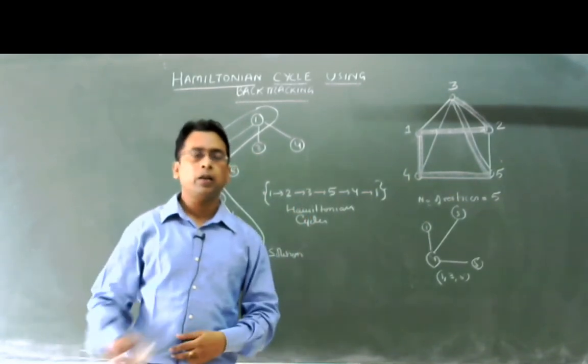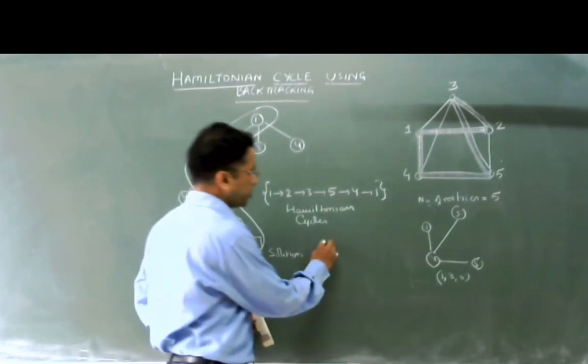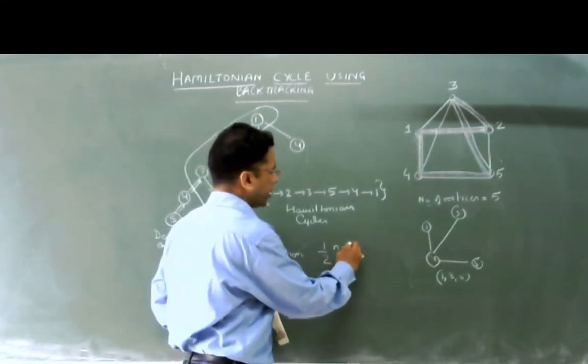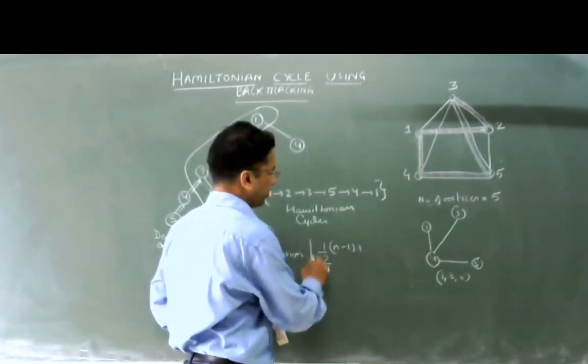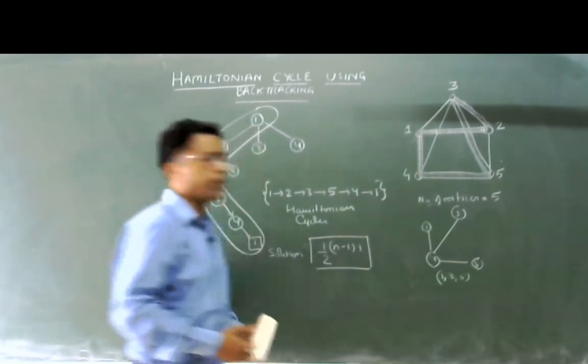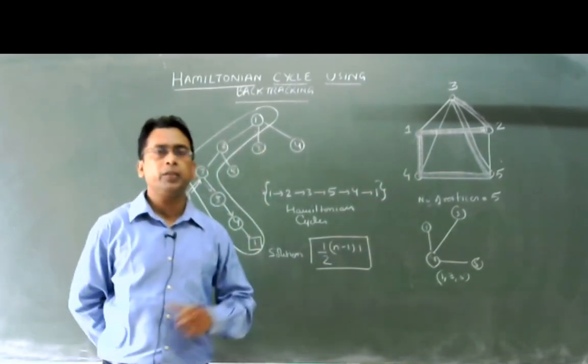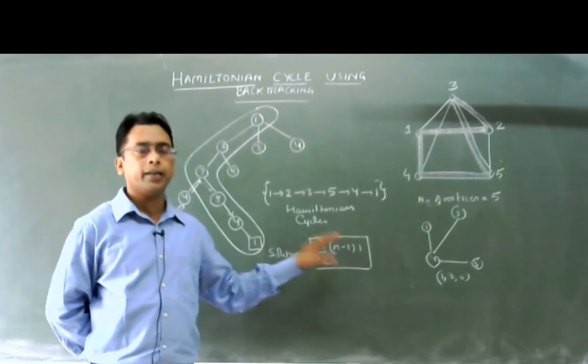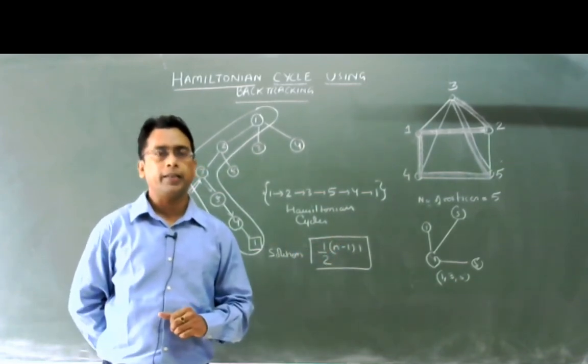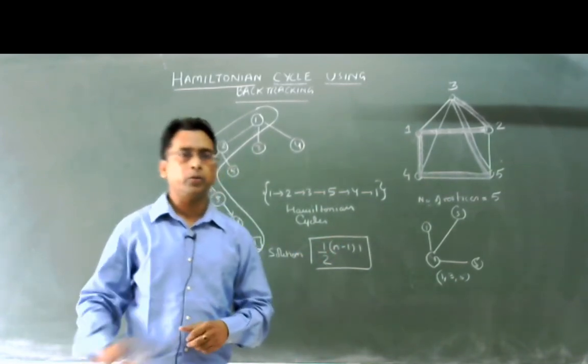So that's all, and the complexity of this is equal to half of (n minus 1) factorial. This is the complexity of the Hamiltonian cycle circuit. So that's all about the Hamiltonian cycle. Thank you.